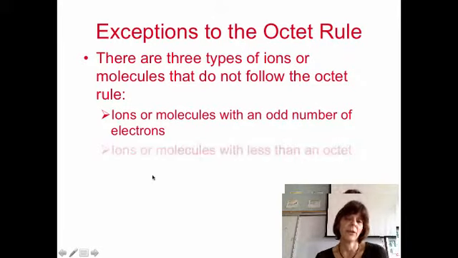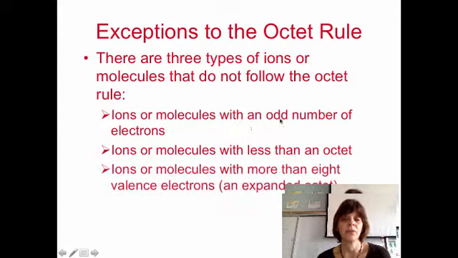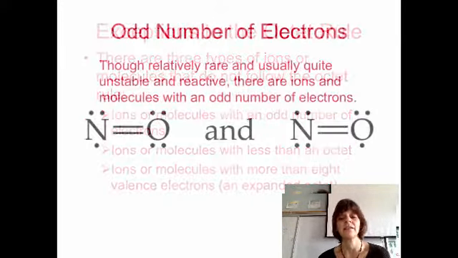Okay, there are a couple of exceptions to the octet rule. There are 3 types of ions or molecules that don't follow it. You might have ions or molecules with an odd number of electrons. You might have some with less than an octet and some with more than an octet.